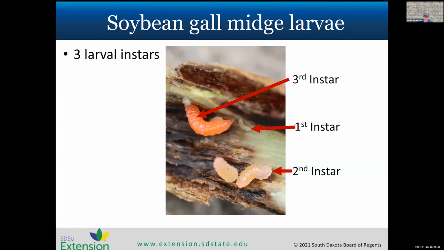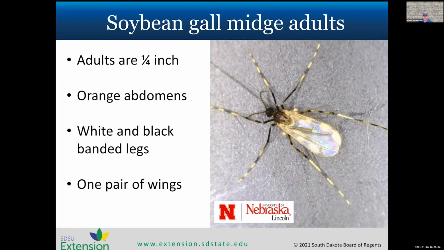The adults for the soybean gall midge are about 1/4 of an inch long from the tip of the front leg to the tip of the back leg. So they're not very big. That's with the legs stretched all the way out, about 1/4 of an inch. You probably won't see these out in the field unless you're really looking or you have some traps out to collect them.